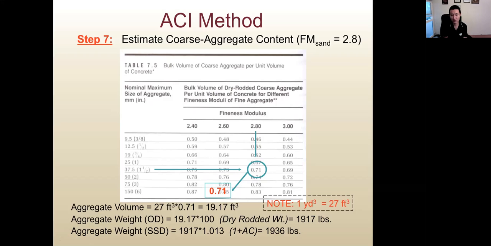But the coarse aggregate in stockpile condition is not in oven dry condition, and in all mix designs we need to determine the amount of coarse aggregate in saturated surface dry condition. So we need another calculation: the oven dry weight, 1917, times 1 plus AC. AC is absorption capacity. The reason for that is, let me write it down.